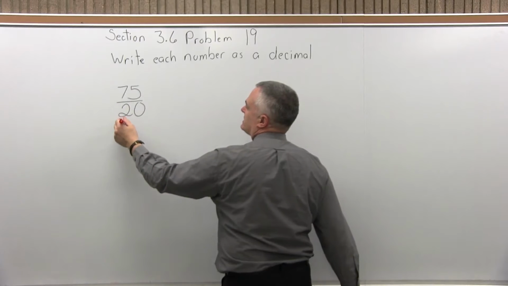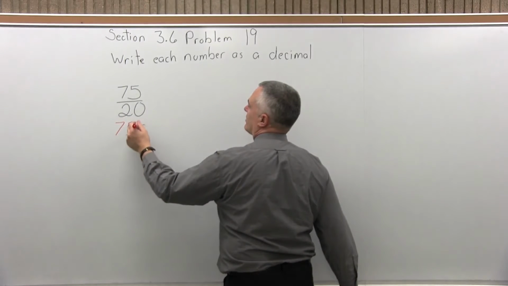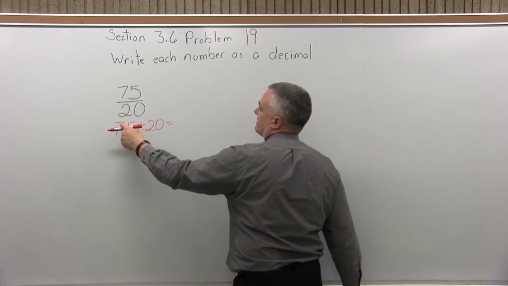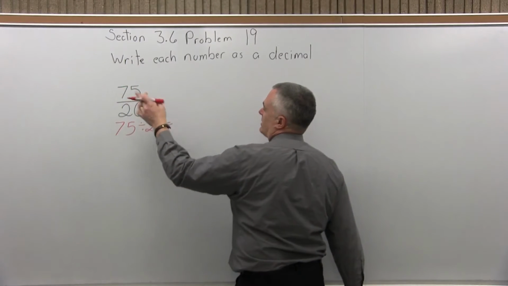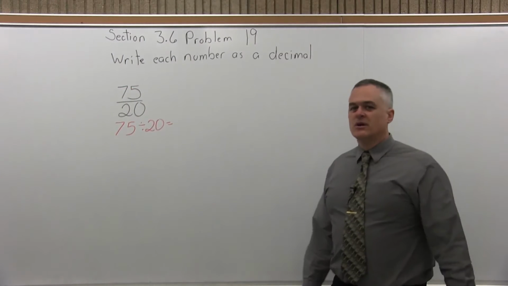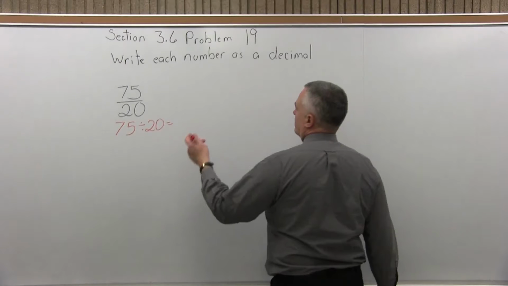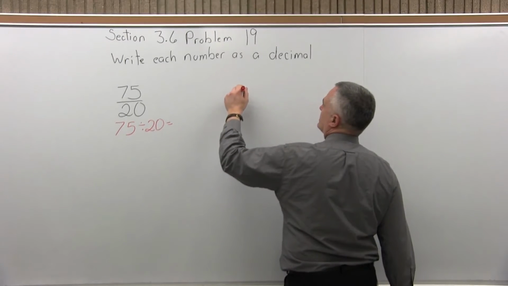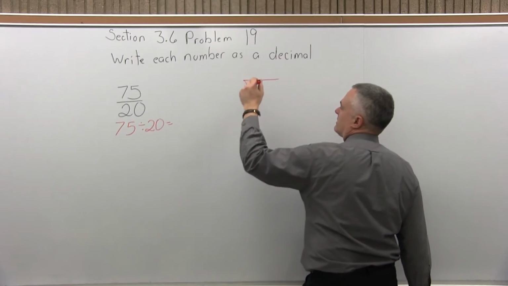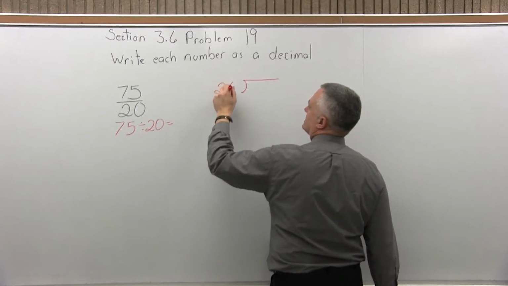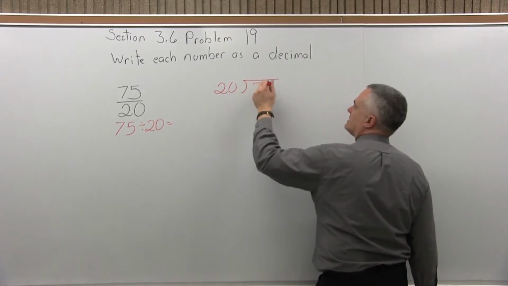As I say with most of these, if you happen to have a calculator, or if your math teacher will let you use your calculator, just do the numerator, 75, divide by the denominator, 20, equals, and you get your decimal answer right away, no problem. Now, if you can't use your calculator, what you have to do is write the problem out as a division. So I'll make my division symbol. The denominator goes in front of the division symbol. The numerator goes under the division symbol.